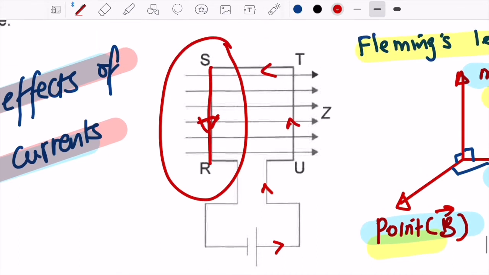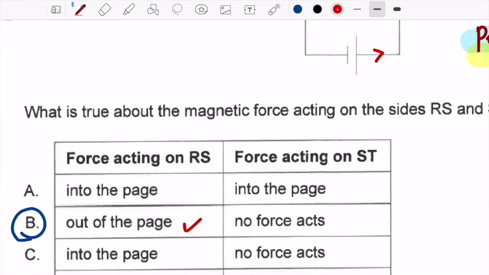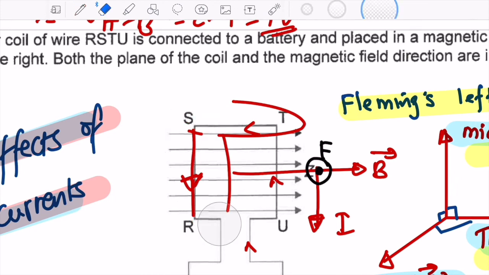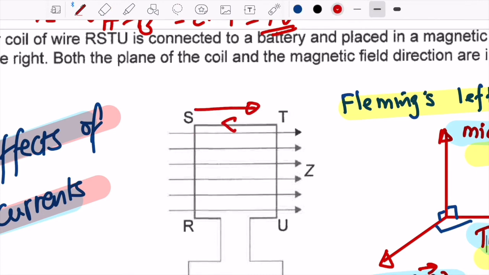Now use your left hand rule. The magnetic field is in this direction, and the current is in this direction. If you check this carefully, you will see the force is coming out of the page. Now what about ST? Let me erase other parts. We already explained this part. Now what about ST? There's a current, right? But the magnetic field is this way. See, they are not perpendicular to each other. They are actually parallel. Parallel means no force.